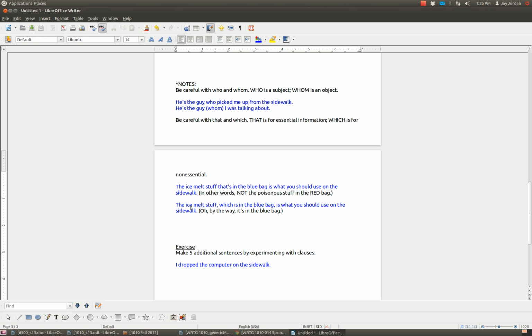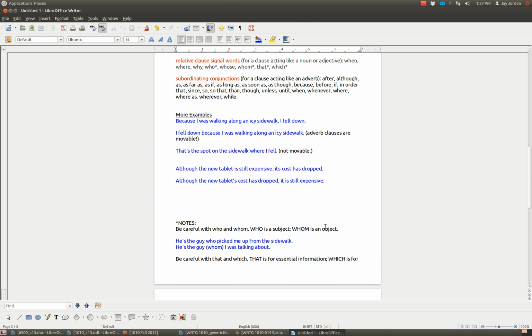In this sentence, what I'm trying to signal is, oh, by the way, the ice melt stuff that I'm asking you to use is in the blue bag, just in case you didn't know that. So in that case, I'm either assuming you already know that, or there's just only one bag there. That's a really technical, really precise distinction between that and which, but I just want you to be aware that a lot of people read a difference between that and which, and so it's just something that you should at least keep in the back of your mind.